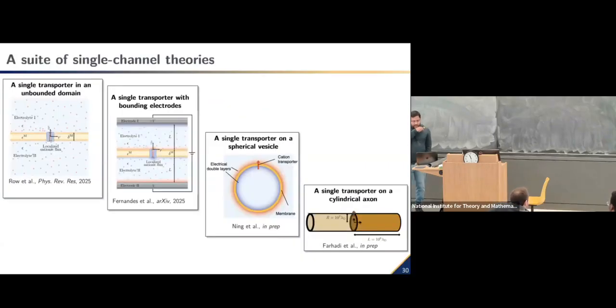Okay, so what I want to spend the next 10, 15 minutes or so on is talking about the extensions to this. So now this is a single ion channel in an unbounded domain, and now we've extended this theory to thinking about what happens when you have electrodes or when you have other bodies, especially confined spaces. What happens when you have geometry? So for example, you have a single ion channel in a spherical vesicle, a single ion channel in a cylindrical axon. And the ultimate goal here is that the single channel theories can now be the input to thinking about how collections of channels behave on a membrane.